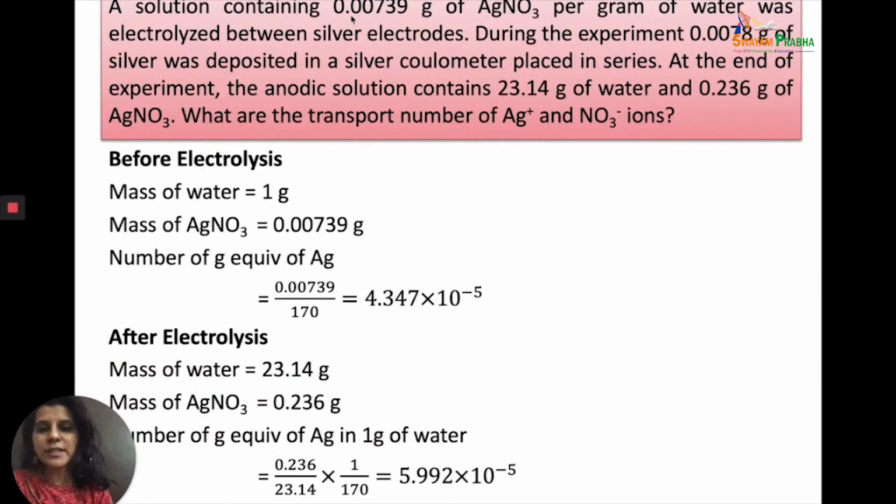A solution containing 0.00739 grams of silver nitrate per gram of water was electrolyzed between silver electrodes. During the experiment, 0.0078 grams of silver was deposited in a silver coulometer placed in series. At the end of the experiment, the anodic solution contains 23.14 grams of water and 0.236 grams of silver nitrate. What are the transport numbers of Ag plus and NO3 minus ions?